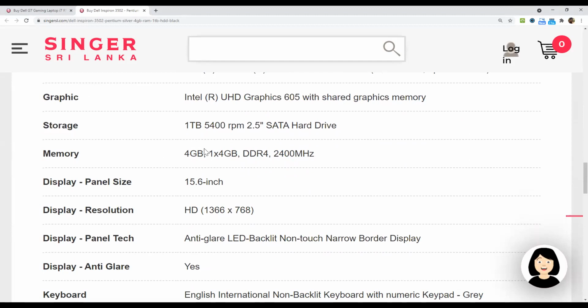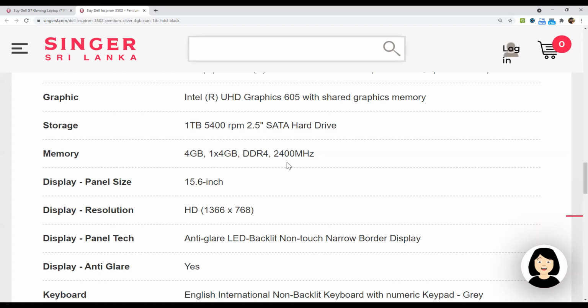Senhiru, what is the storage? 1 terabyte. It's 1 terabyte. Yes. Dhananji, what is the screen size? 15.6 inches. Yes, its size is 15.6 inches.